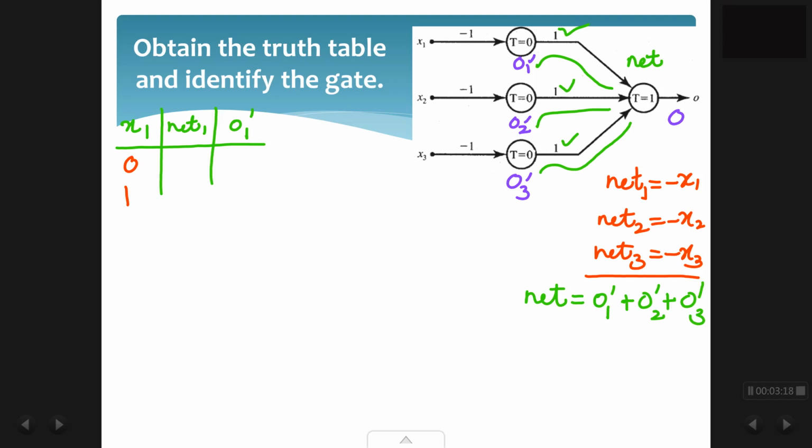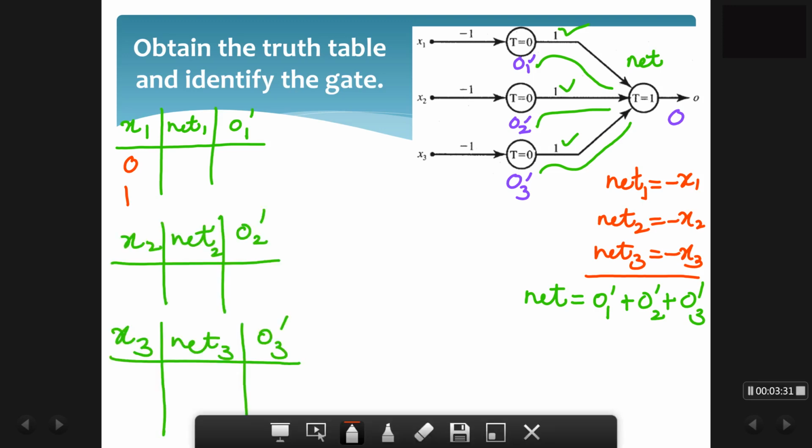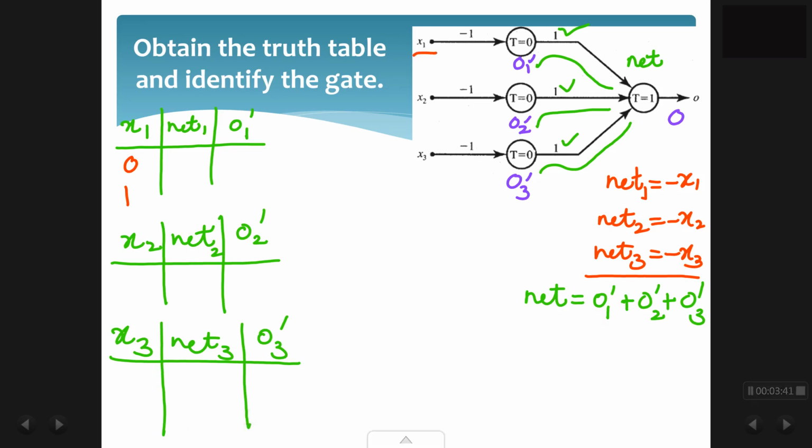So now we have to draw the truth table. We have to complete the truth table, but individually we shall draw the truth table for each neuron first, and then we shall combine the truth tables. So for the first neuron, I have drawn the truth table here, and input is x1. There is only one input here, and according to that we have calculated what is net also. So net 1 is nothing but minus x1, so it will be 0, and here it will be minus 1.